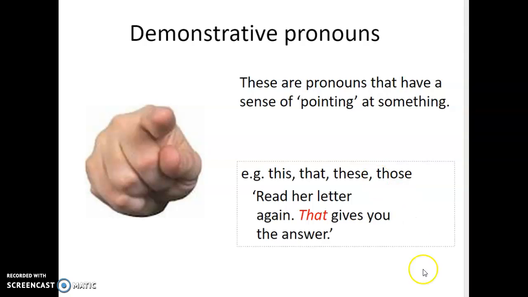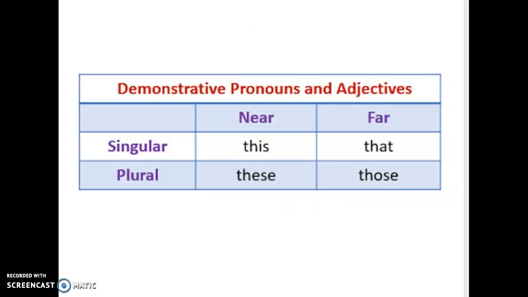Now, in this as well, we do have a couple of other pronouns, and I would just like you to pause this and jot down what other types of pronoun we actually have in these two sentences here. Hopefully you would have identified that we have her here, which is a possessive pronoun, and we also have you, which is a personal pronoun. Okay, so here are just some examples of demonstrative pronouns and adjectives here. So this, that, these, and those.